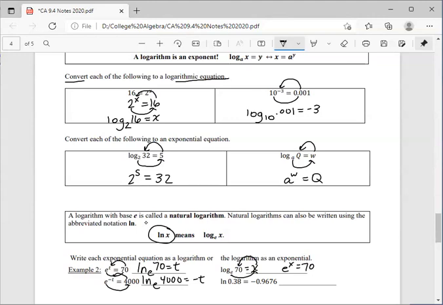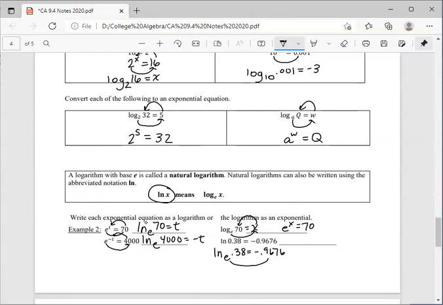This one doesn't have the base, but we know if it's natural log that the base is e. So that means that e, skip over the 0.38. So e to the negative 0.9676 is equal to 0.38.